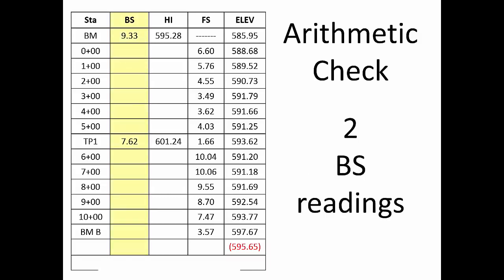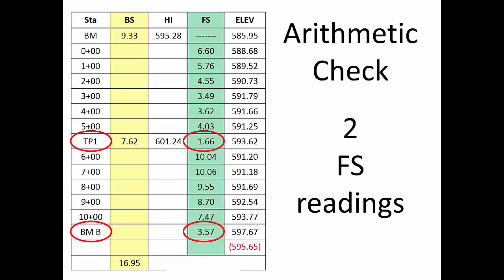Here, the sum of the backsights is 16.95 feet. Now we need to sum 2 foresights. But which 2 foresights must we choose? If we add up all 13 of them, that total just won't be reasonable. So here's the rule for selecting the correct foresights. Use only those foresight readings taken at turning points and at benchmarks.